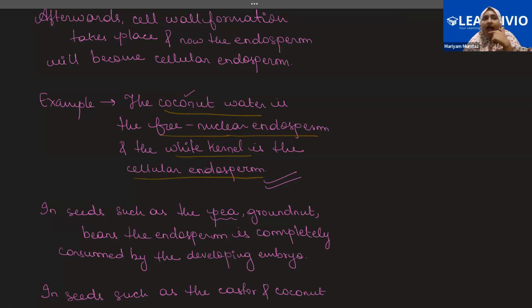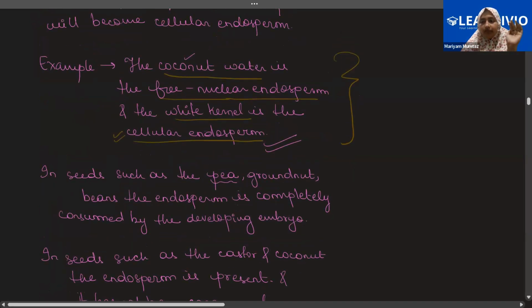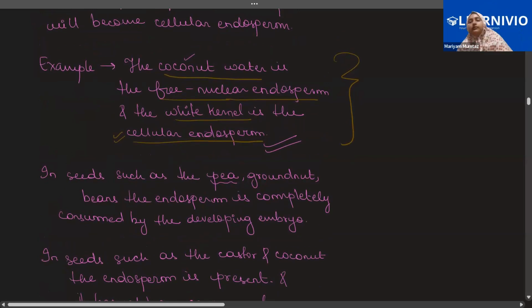Okay, one more thing. Have you noticed that in those coconuts that are brown on the outside, the ones that are broken, how hard the white portion is that we consume? And it has very little water in it, isn't it? So that white kernel part is the cellular endosperm. The water of the coconut is the free nuclear endosperm. This is the example which contains both types of endosperms. Clear? Any doubts up till now? No, ma'am. Okay. All right.